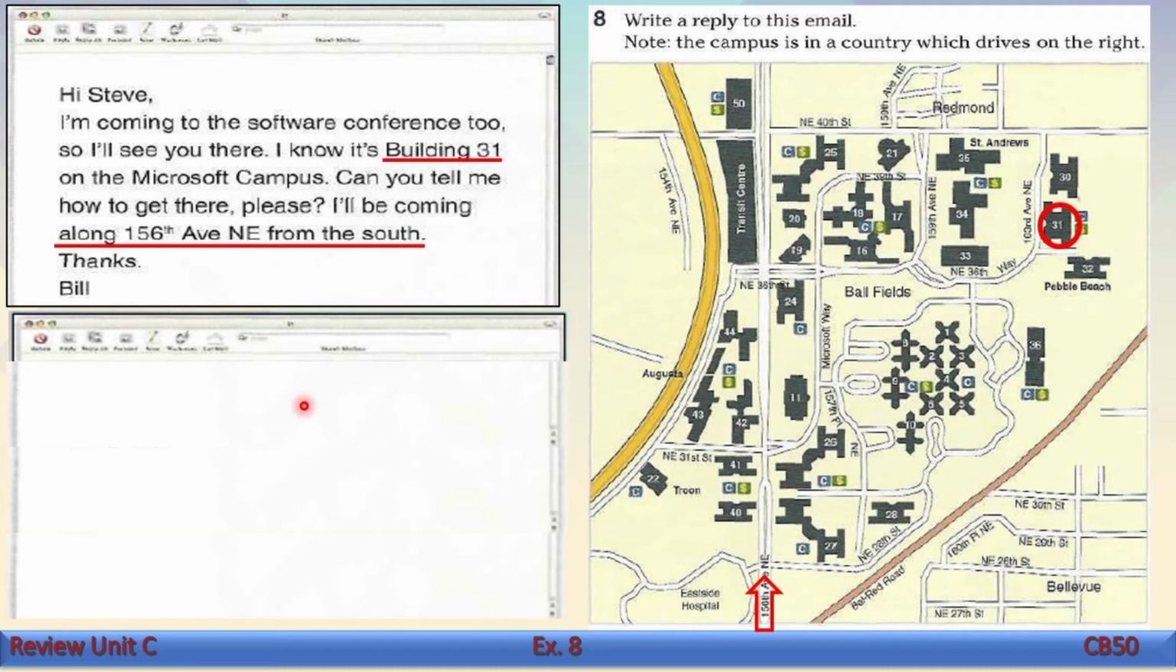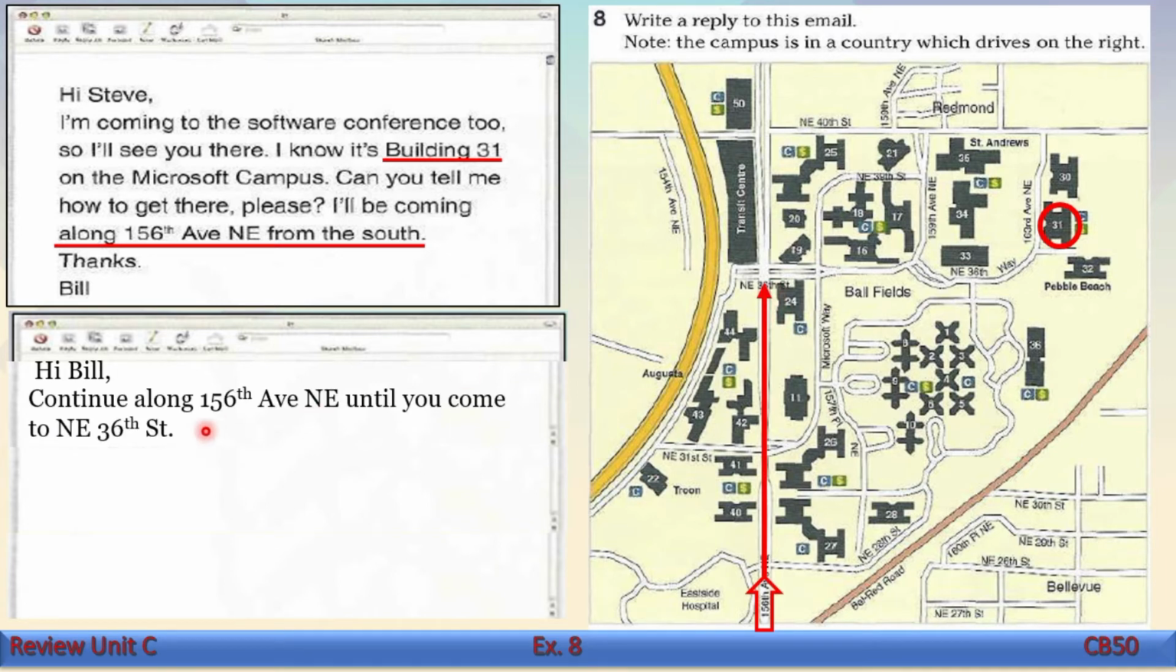Great. So we start the email by saying hi Bill, because we are replying to Bill. And then we can start giving directions. So we can see that the first thing he needs to do is this. That is, continue along 156 Ave NE until you come to NE 36th Street. That is here. And then from here, what does he need to do? He needs to turn right. Great.